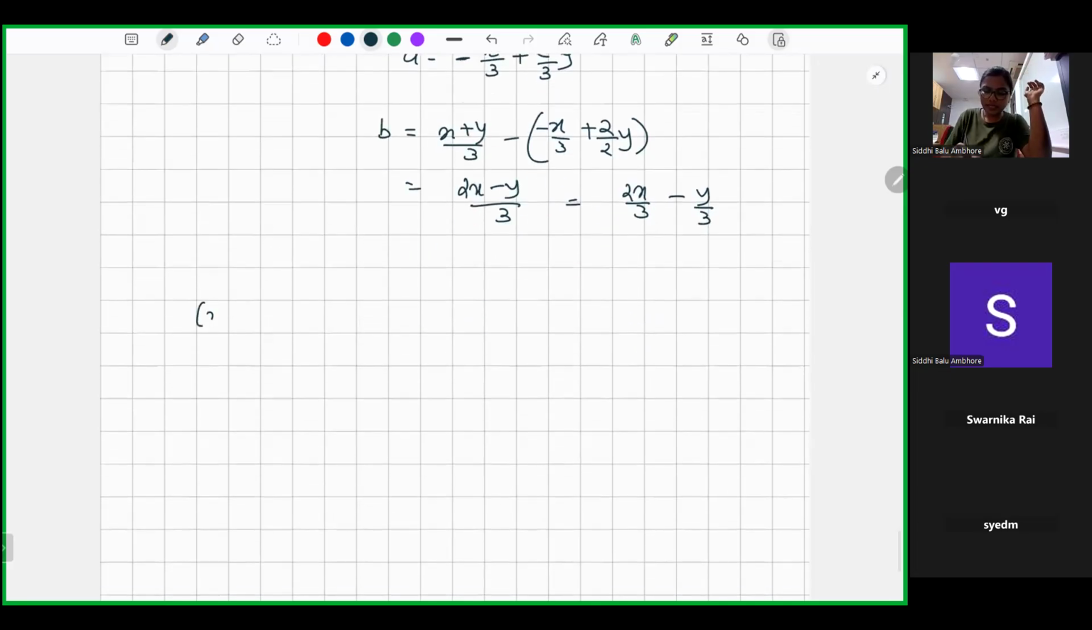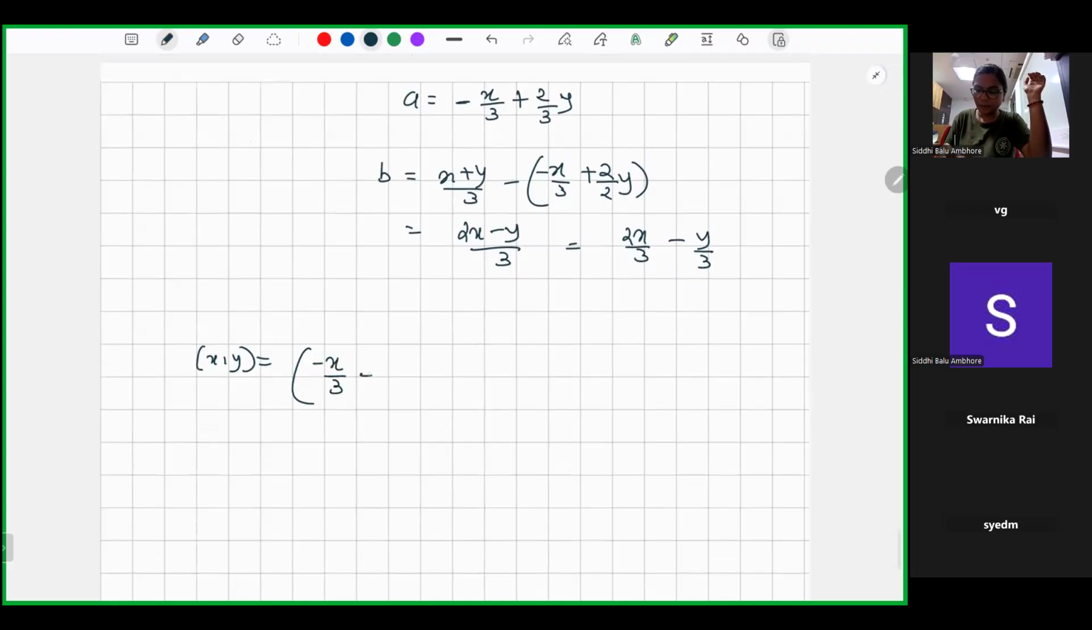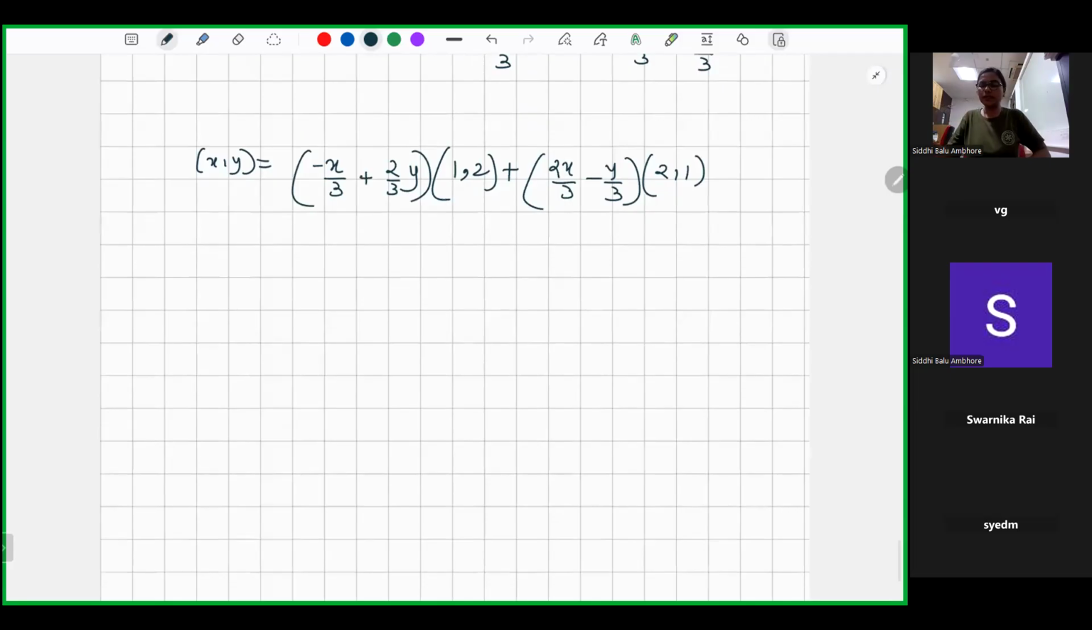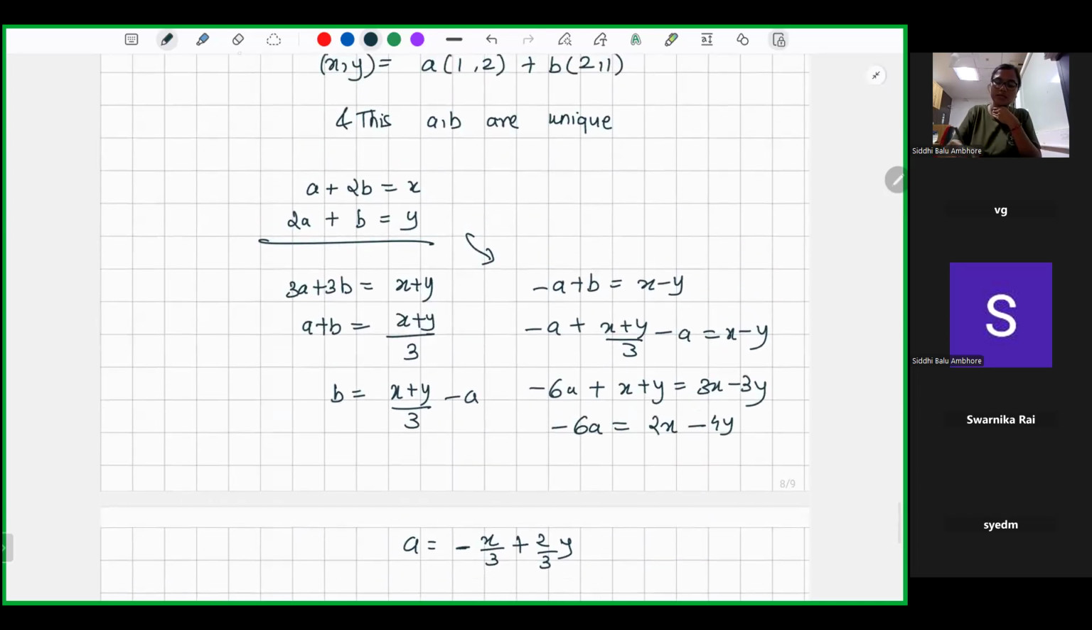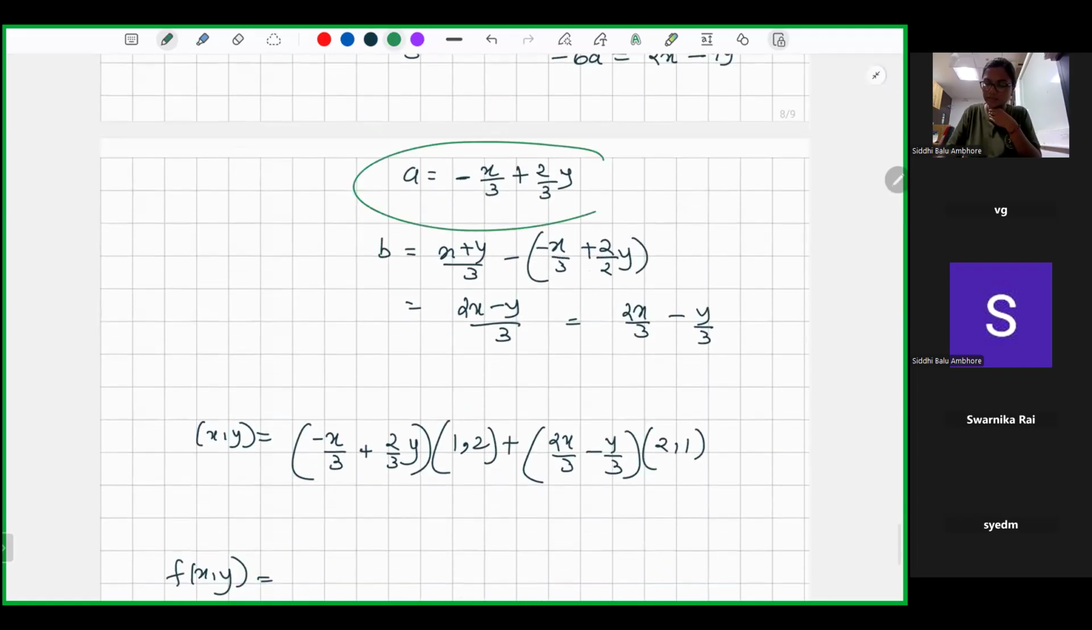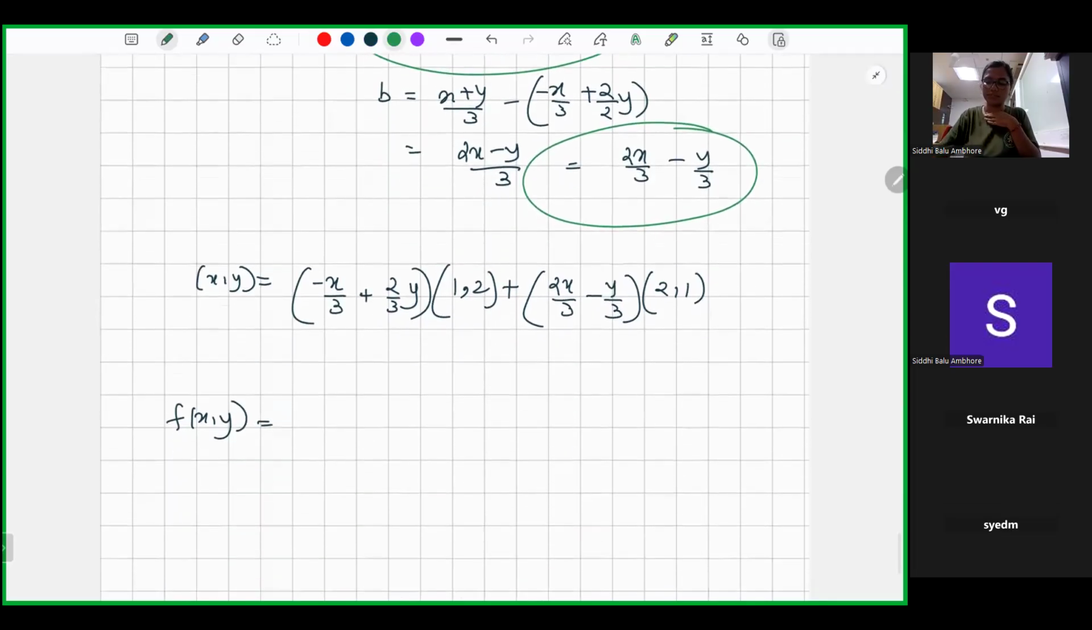Okay, and so for any (x, y) in R2, this is uniquely written as (minus x by 3 plus 2 by 3 y) times (1, 2) plus (2x by 3 minus y by 3) times (2, 1). And the moment I have this, f of this (x, y) will be uniquely determined, right? These are unique. The moment I fix this (x, y) here, this a and b become unique. There is no other way for this a, b to exist.